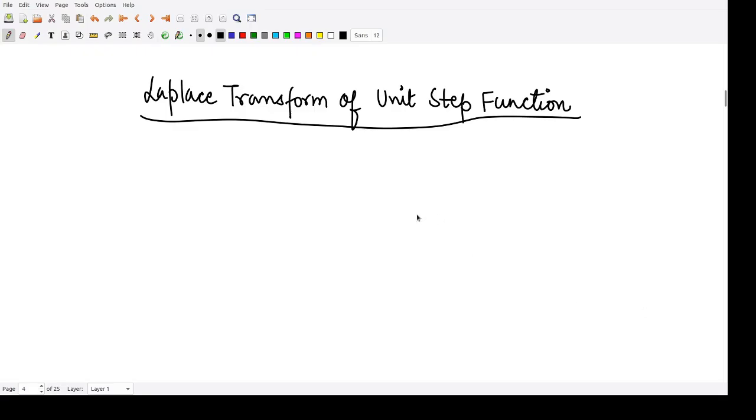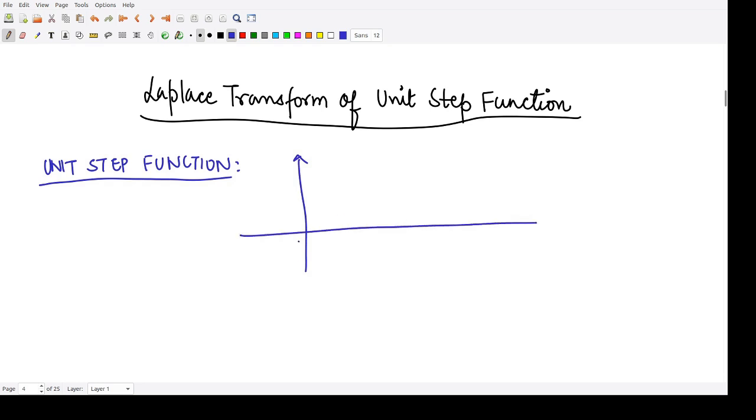So next let us discuss what is the Laplace transform of unit step function. Before that you should know what is a unit step function. This is of unit magnitude and it is a step function. That means whenever it is greater than 0, its value is equal to 1, and whenever it is less than 0, its value is equal to 0. So this is your given function.